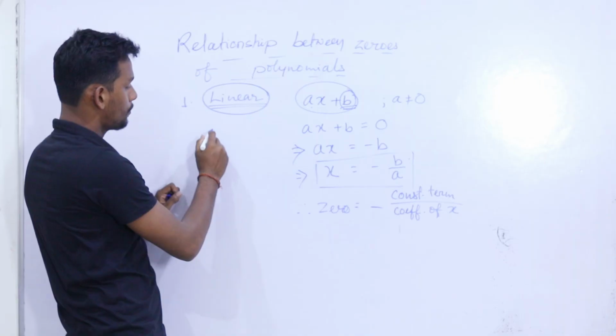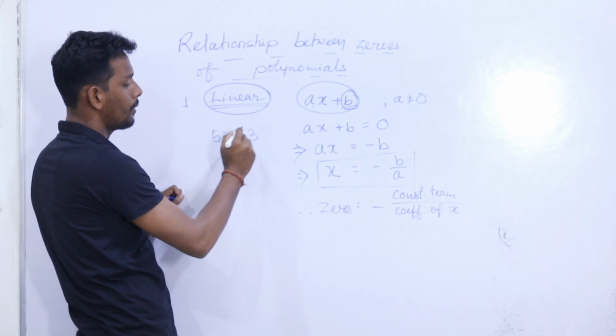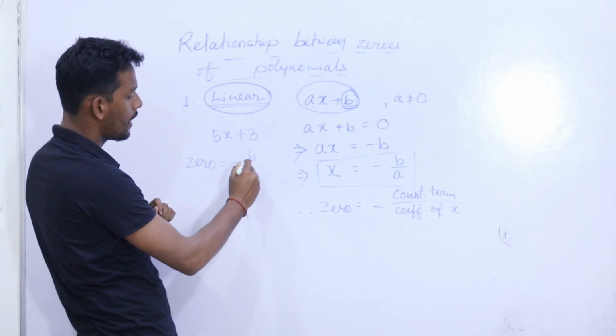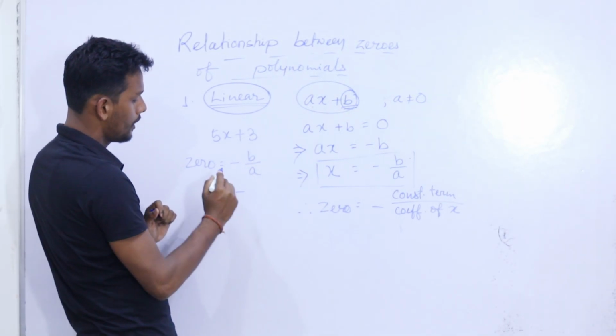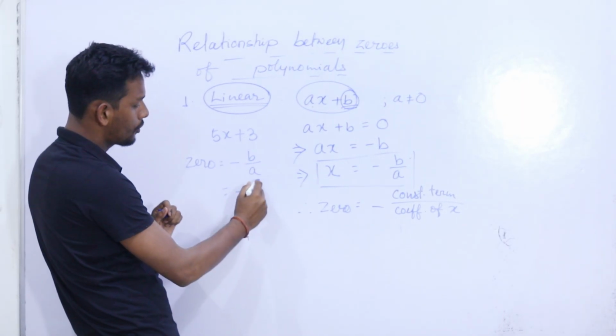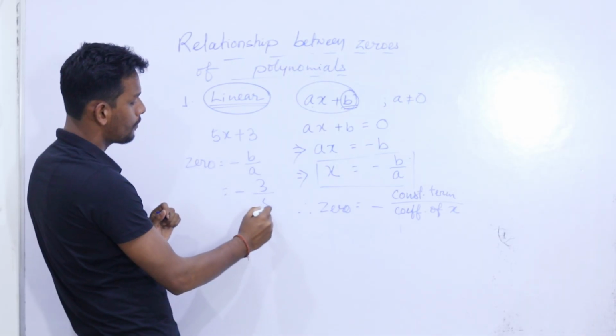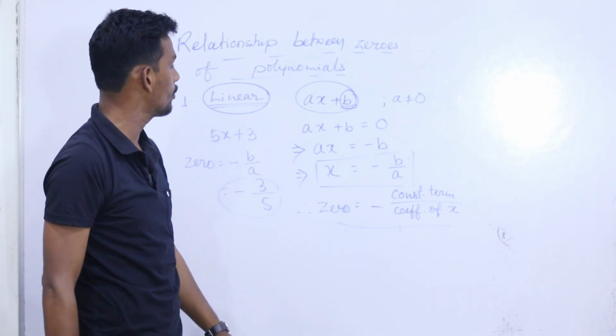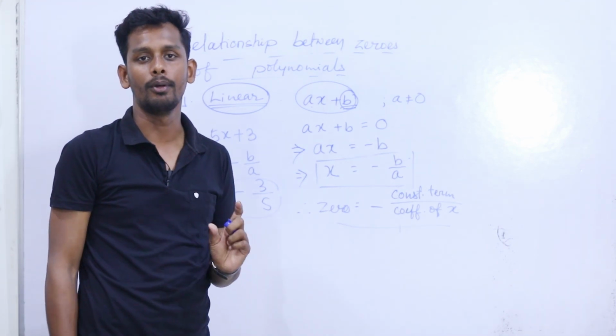Means what? Suppose 5x plus 3 is a linear polynomial. You have to find the zero of this. How can you find it? The formula is minus b by a. What is b? b is 3. What is a? a is 5. So by this method you can find the zero of a linear polynomial.